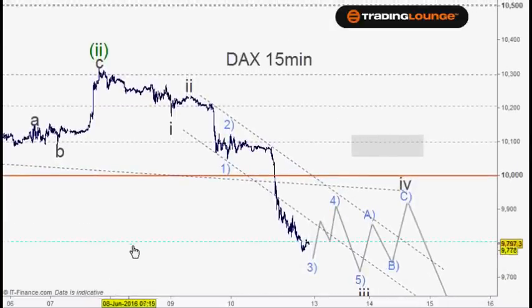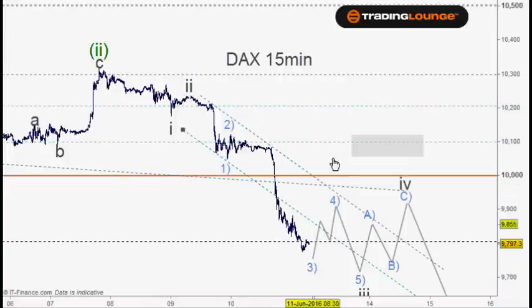First of all, it's possible to count this down as 1 and 2 and wave 3 here, wave 4 here, and then a drop for wave 5. So if that's the case, after 5 waves down, we look for an ABC pattern coming back to the 50-60% mark. So it could move up to this point here. That's possible.